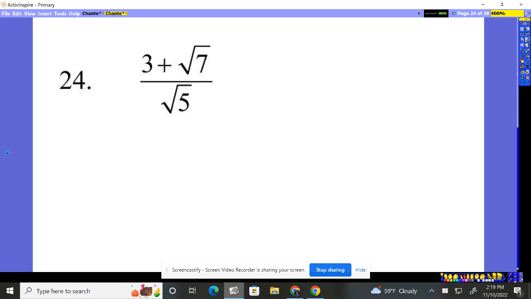24. All right, can't do anything here, so I'm going to go ahead and multiply by root 5 over root 5. Let's see what we get. Well, I'm going to get 5 in the bottom. I must remember it's root 5 times that whole thing, each piece.